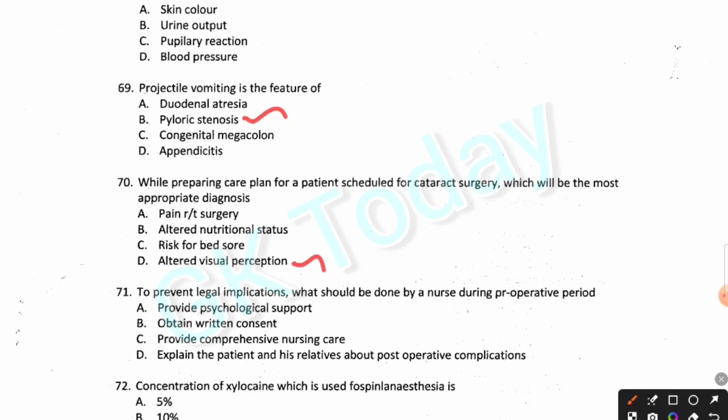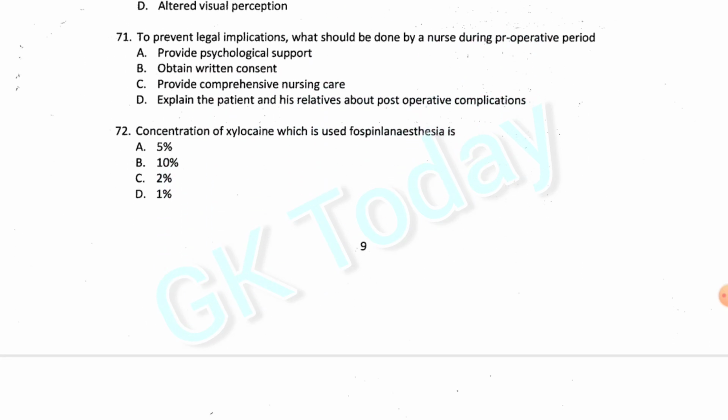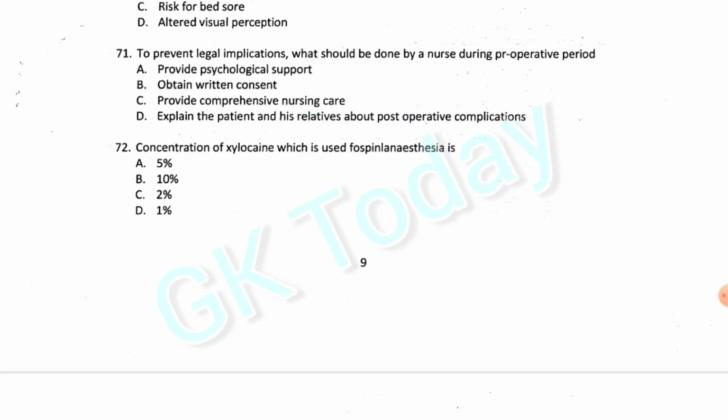Question number 71. To prevent legal implications, what should be done by a nurse during the pre-operative period? Correct answer is option B, obtain written consent.